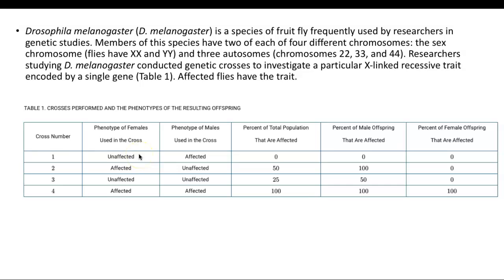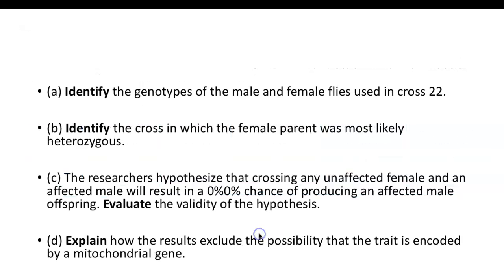so if she was X big R X little r, and he is X little r Y, you would end up with 50% of your males that are affected if she was a carrier. So that hypothesis is not valid. And you would give a Punnett square as your answer for that.